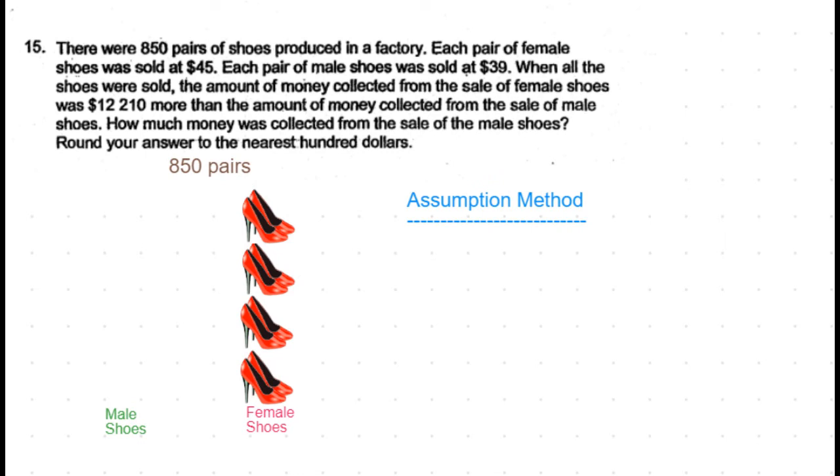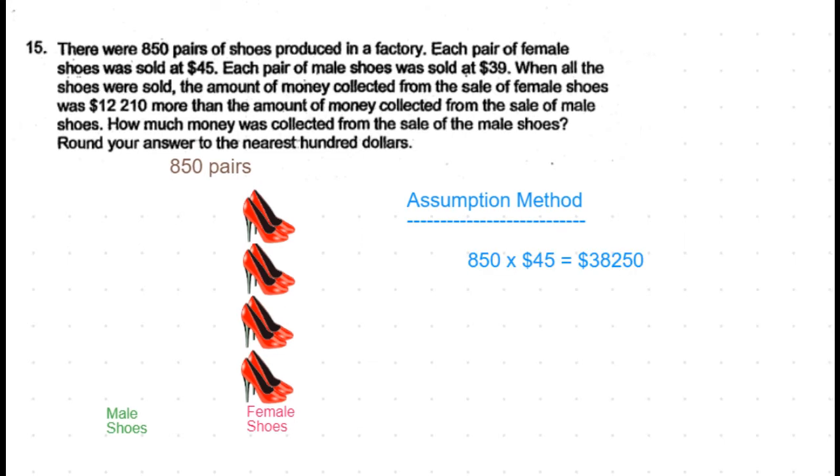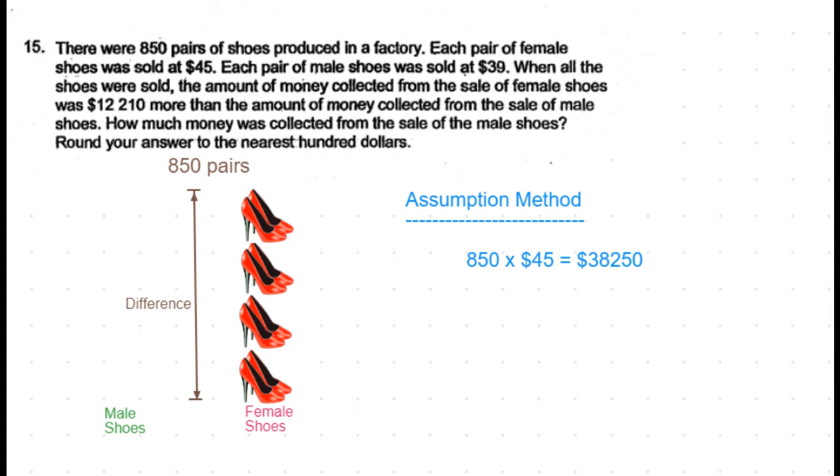So what happens when we assume all the shoes to be female shoes? 850 pairs of female shoes and 0 male shoes. So what would be the cost of 850 pairs of female shoes? It is $38,250.